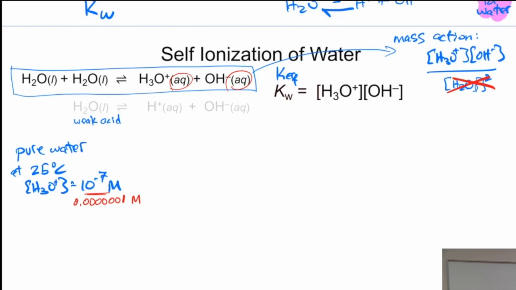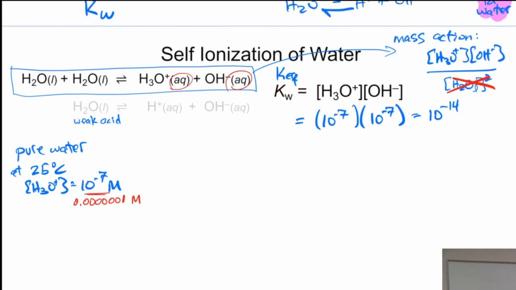Now look at this reaction. Look at the stoichiometry. What's the stoichiometry between the hydronium ion and the hydroxide ion? 1 to 1. So if this is 10 to the minus 7th, what's the concentration of hydroxide ions? 10 to the minus 7th. So what is K sub W equal to then under these standard conditions? 10 to the negative 14th. I am not going to put all those zeros in. It's a ridiculously small number, right?